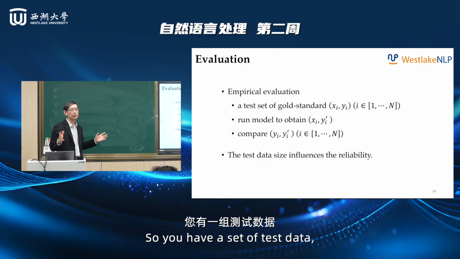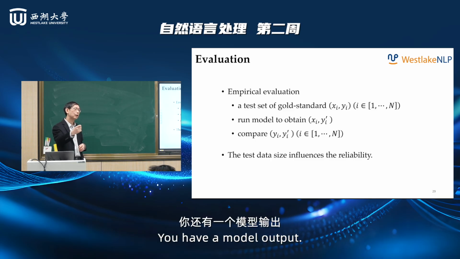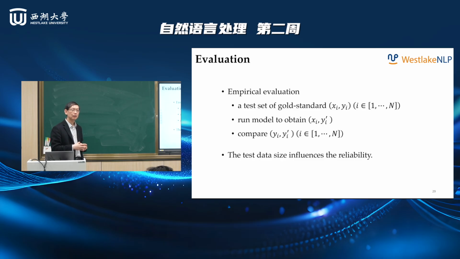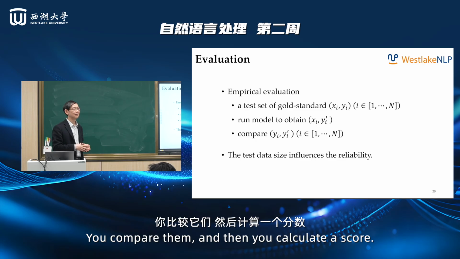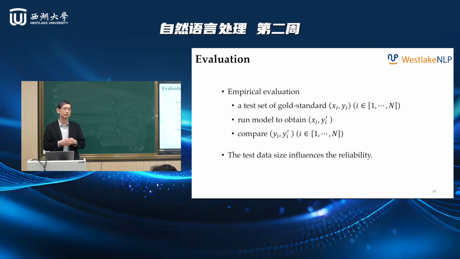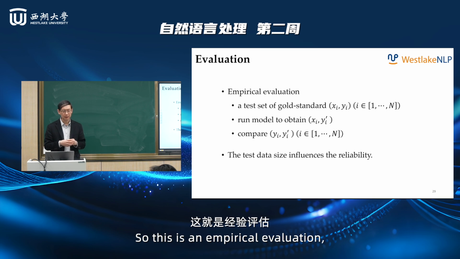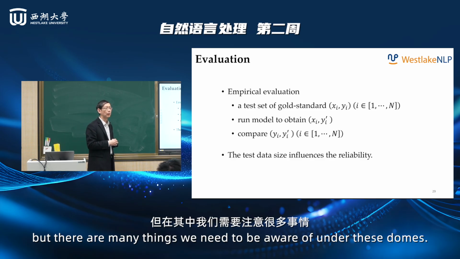So you have a set of test data, and on each test instance, you have a gold standard output and a model output. And what do you do? You compare them, and then you calculate a score. That score tells you how good the model performs. So this is empirical evaluation. But there are many things we need to be aware of under this umbrella.